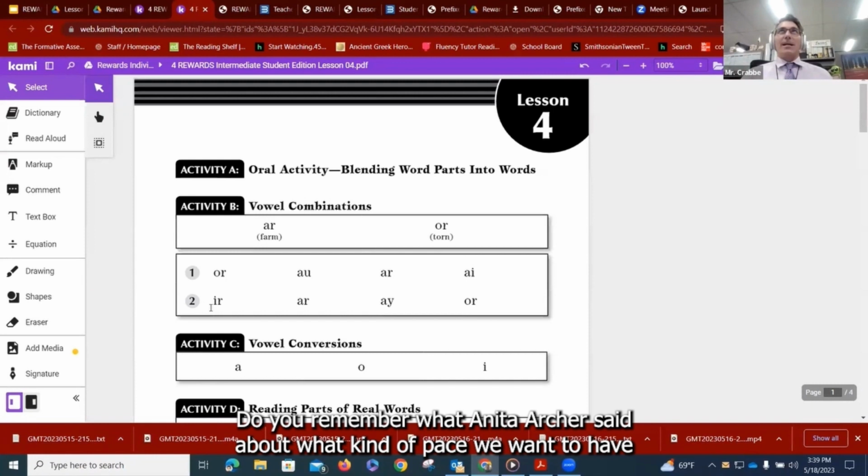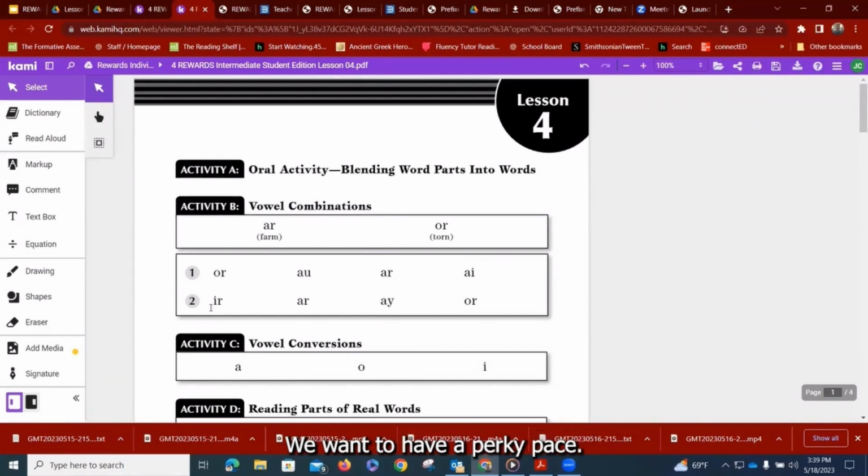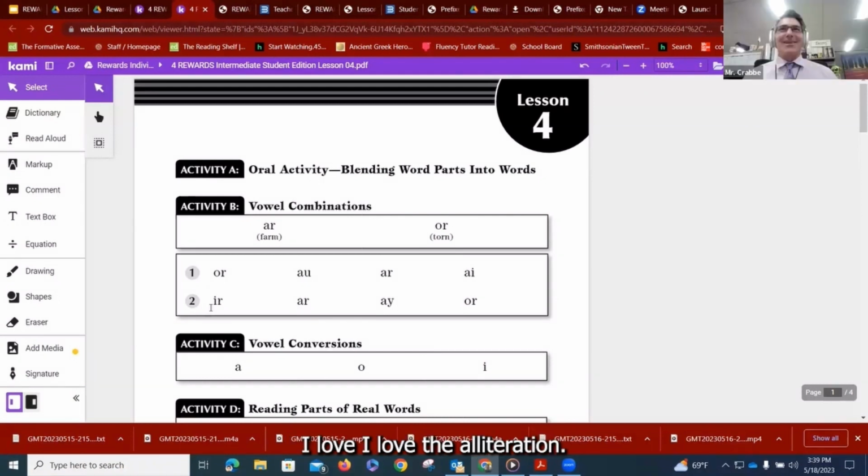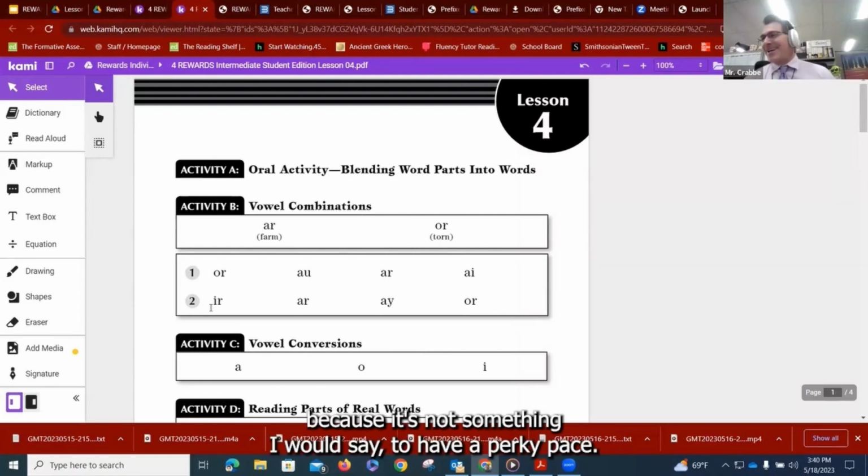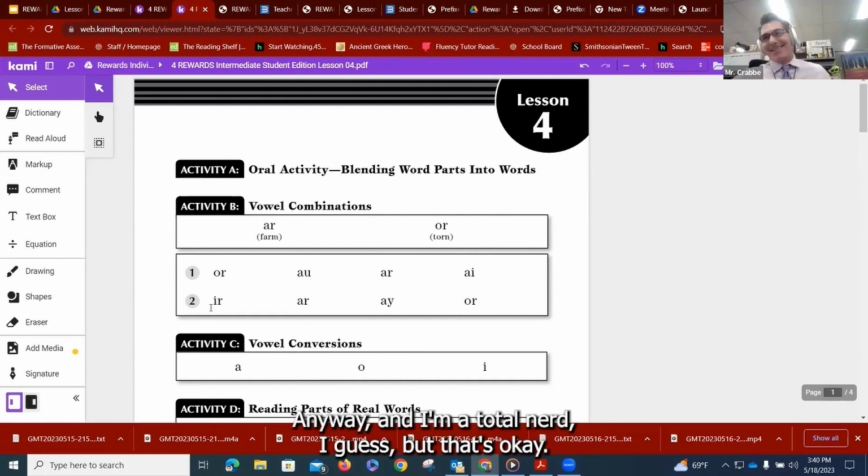Do you remember what Anita Archer said about what kind of pace we want to have when we're teaching these? We want to have a perky pace. I love the alliteration. I don't know why, but it puts a smile on my face because it's not something I would say, to have a perky pace, and I think it's fun to say anyway. I'm a total nerd, I guess, but that's okay.